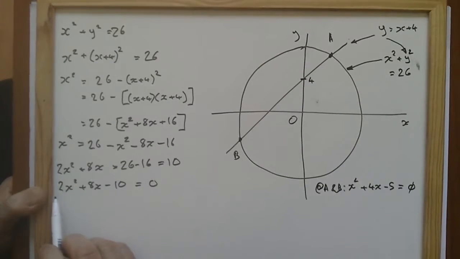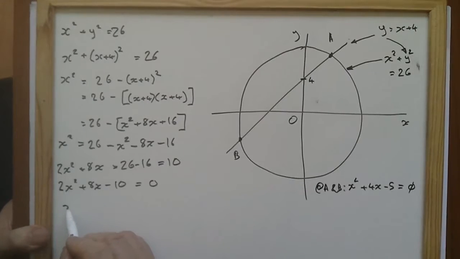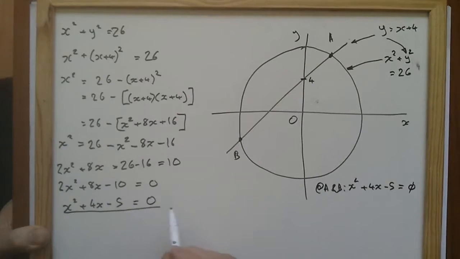And if we divide through by 2, all these numbers are even, and this coefficient, the number we're multiplying x squared by, is not 1, and we'd like it to be because it makes solving things much easier. We can have that x squared plus half of 8 is 4x, minus half of 10 is 5, equals 0. That is, of course, what we're being asked to prove. So that's the answer to part A.